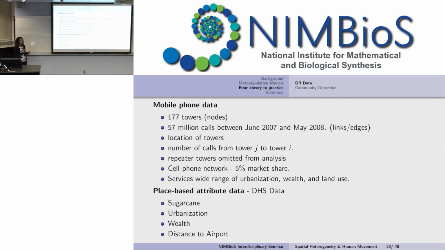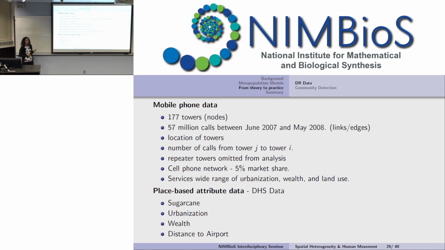So one thing that we started looking at was this cell phone call data set in the Dominican Republic. This data set included 177 towers. There were 57 million calls during this time period, which represent the edges in our network. The towers are the nodes. We have information about the location of each of these towers. We know the call volume between any two towers. We omitted the repeater towers from the analysis because these are towers that are boosting the signal, and we wanted to know where the calls were originating from and where they were received.